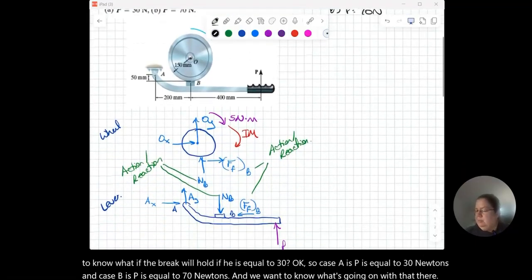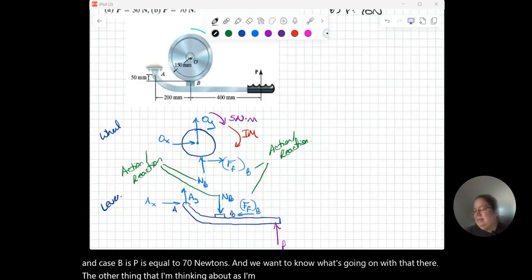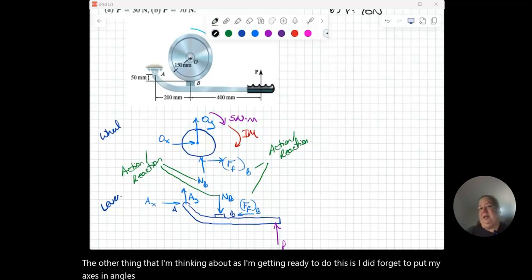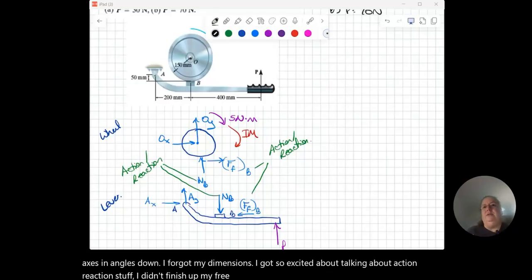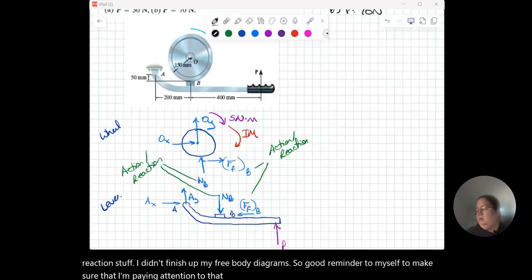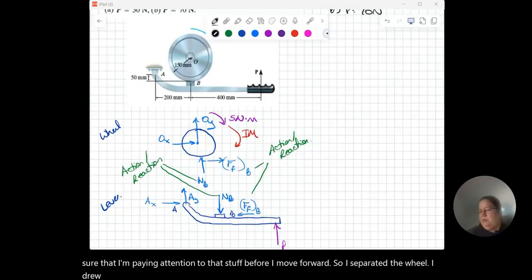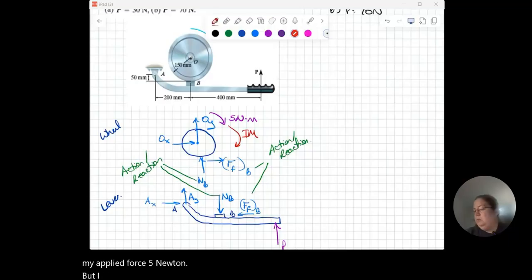The other thing that I'm thinking about as I'm getting ready to do this is I did forget to put my axes and angles down. I forgot my dimensions. I got so excited about talking about action-reaction stuff, I didn't finish up my free body diagrams. So good reminder to myself to make sure that I'm paying attention to that stuff before I move forward. So I separated the wheel, I drew a picture of it, I got my reaction forces, OX, OY, my normal force, my friction force. I have my applied moment, 5 newton-meters, but I didn't put down my axes. Oops, bad me.